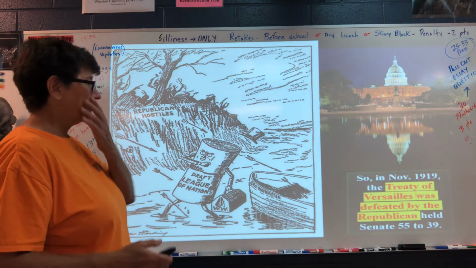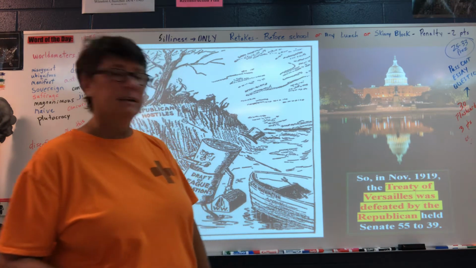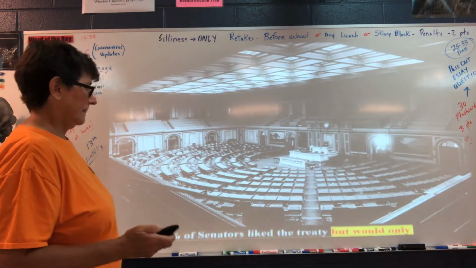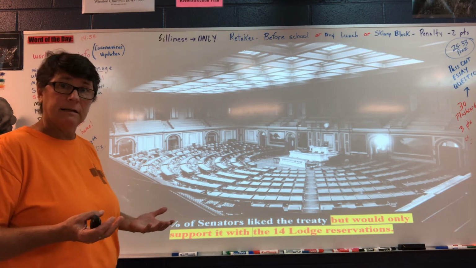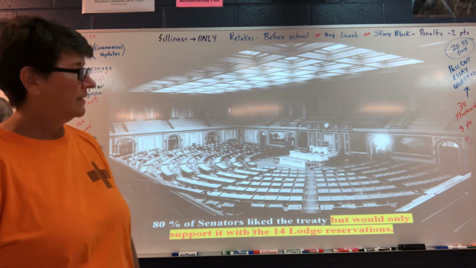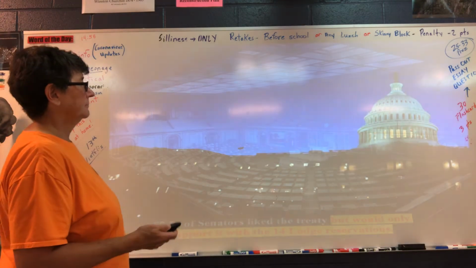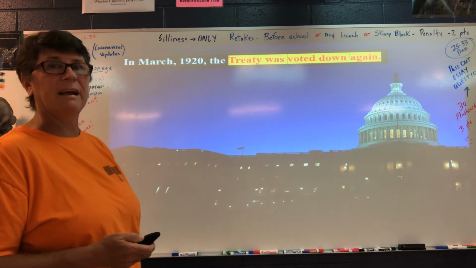They rejected it. On November 19, the Treaty of Versailles was defeated by the Republicans by a 55 to 39 vote. 80% of senators liked the treaty, but would only support it with Lodge's 14 reservations. Since Wilson wouldn't compromise, no can do. They won't do it. In March 1920, the treaty was voted down again.